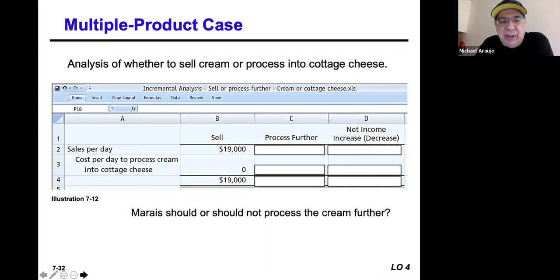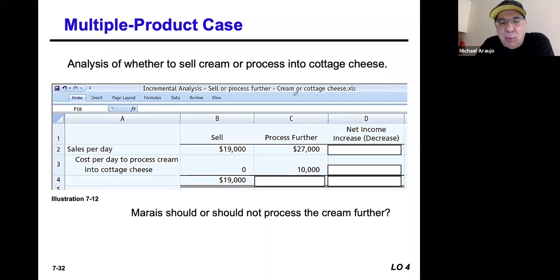Incremental analysis tells us that if we just sell the cream, there's no additional cost because they've already been assigned in essence. But if we process them further, we would be able to sell $27,000 of cottage cheese rather than $19,000 of cream. But we would have to add another $10,000 of incremental costs to process the cream into cottage cheese. It's already cream, so there's no additional costs to turn cream into cream, but there are additional costs to turn cream into cottage cheese, and that's why this is here.